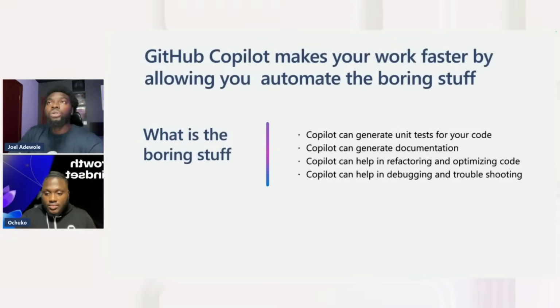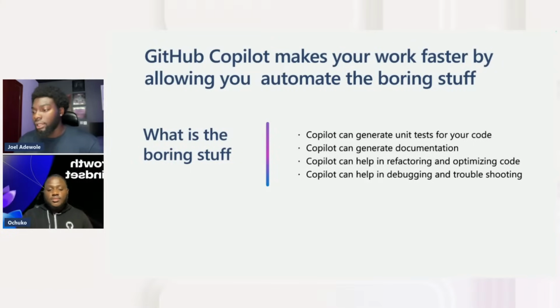Next up, we want to look at how GitHub Copilot makes your work faster by allowing you to automate the boring stuff. Take, for example, that you work for a startup. There's a lot of boring stuff that is going to be done. For instance, regular reviews, maybe PRs. A lot of PRs are going to come in and a lot of changes are going to be made. When you change your code frequently, you want to test these changes to ensure that there is no break in production. This is where GitHub Copilot comes in.